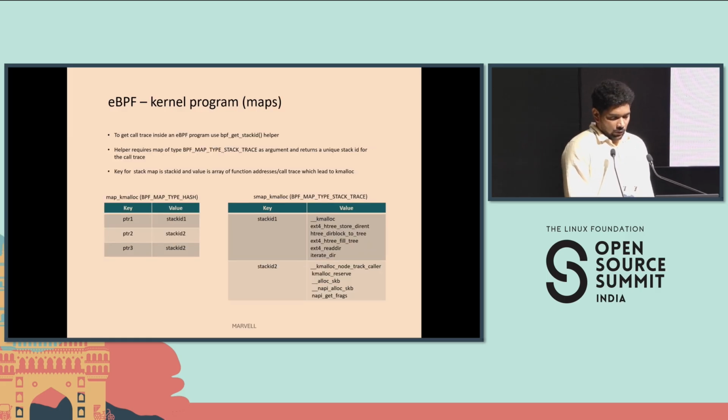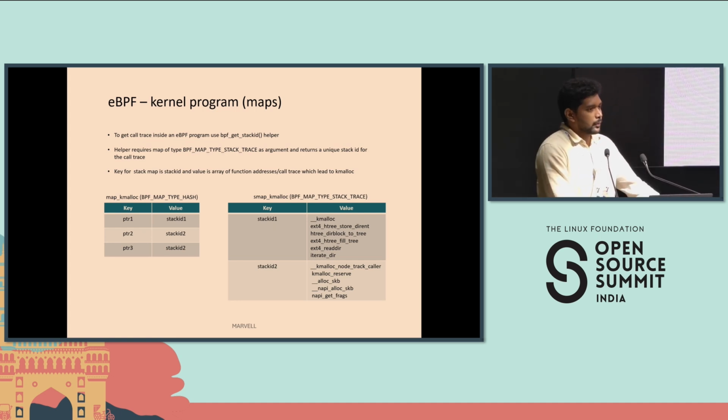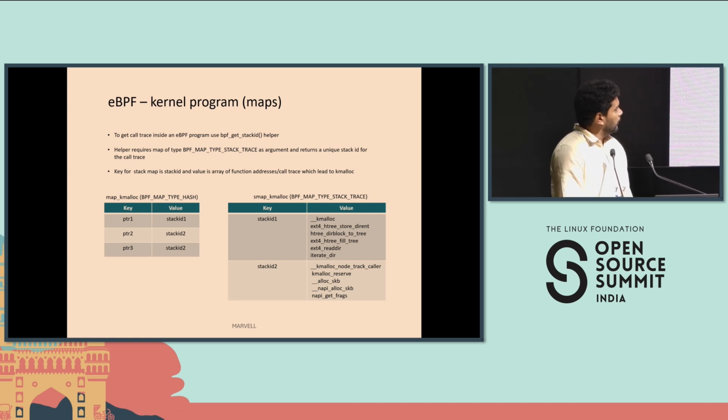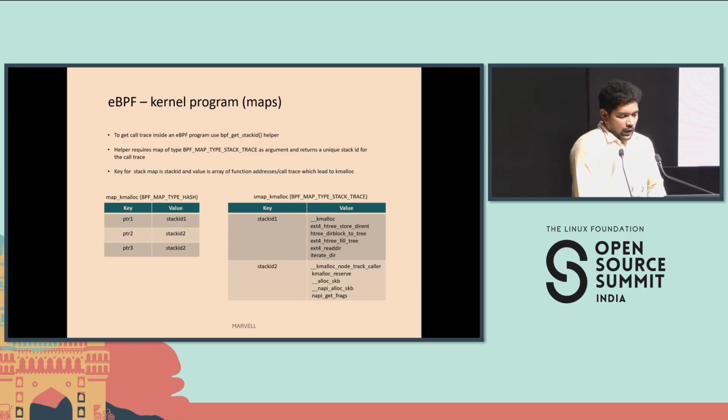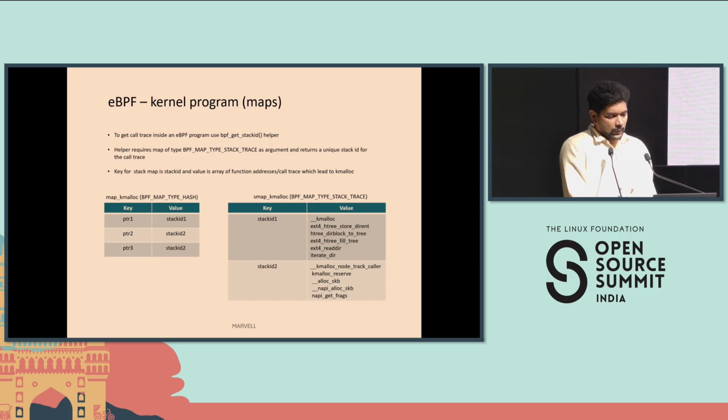Easy, right? Okay. Though eBPF runs in kernel space, you cannot access kernel functions at all because of security, and you have to access only eBPF helpers. To get the call trace, we have to use this bpf_get_stackid helper, and it expects a map of type stack trace. There are different kinds of maps; we'll look at them one by one as we go through. It returns a unique stack ID, a U32 identifier, for the call trace.